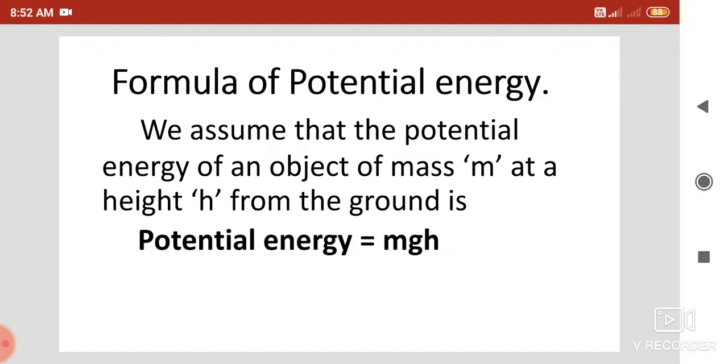First see the formula of potential energy. The potential energy of an object of mass m at a height h from the ground is mgh. If you want to find the potential energy of the object, then we take the mass, multiply by g, the acceleration due to gravity of that particular planet, and multiply by the height to which the object is raised. By this formula we can find the potential energy.